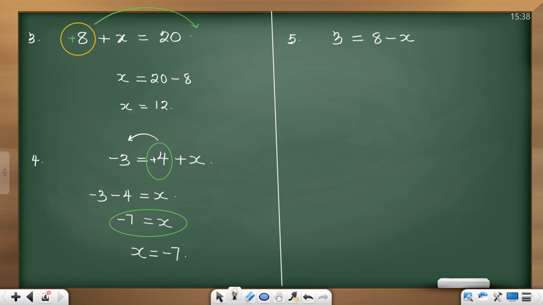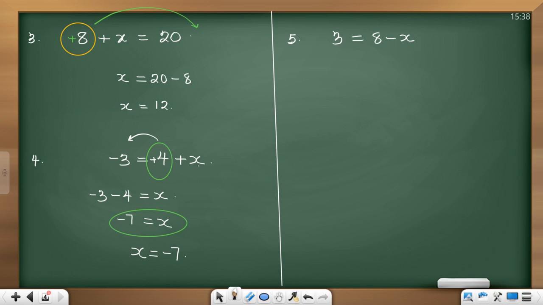Look at this one, and I want to show you the difference between number 4 and number 5. So I'm going to ask you to pay attention. For my number 4, I saw that that one is a positive, so I'm leaving it there for now, and then at the end I just swap the sides.